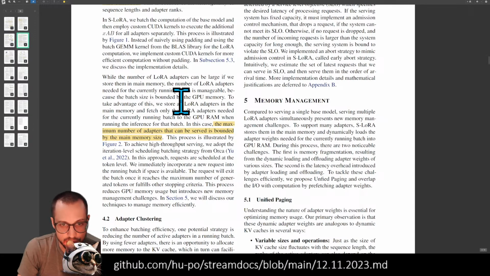To take advantage of this, we store all LoRA adapters in the main memory and fetch only the LoRA adapters needed from the currently running batch. The maximum number of adapters that can be served is bounded by the main memory size. And this is important too, right?